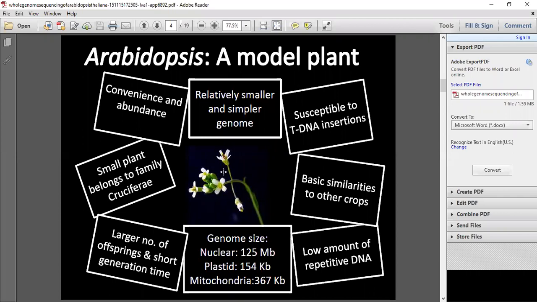It also has a larger number of offspring and short generation times. That means it can generate a larger number of offspring in a short time. That's the advantage of this plant. And then, this small plant belongs to the family Cruciferae.